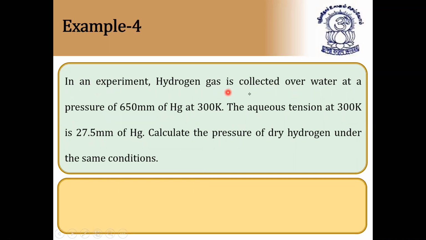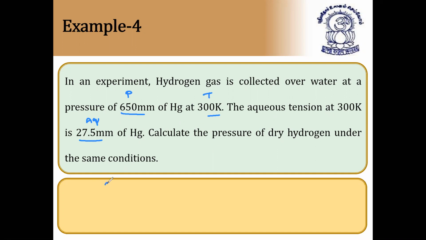In an experiment, hydrogen gas is collected over water. Since I already told you, many gases are collected over water at a pressure of 650 mm. So they have given pressure also, at temperature T as well. The aqueous tension at 300 kelvins, that is pressure due to water, is equal to how much? It is 27.5 mm. Calculate the pressure of dry gas.